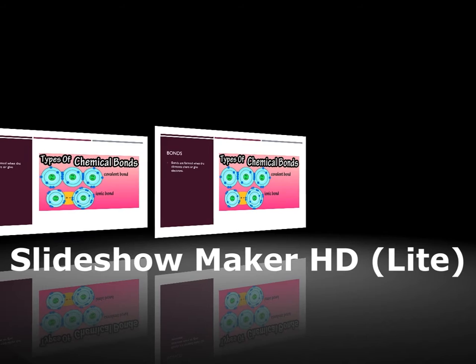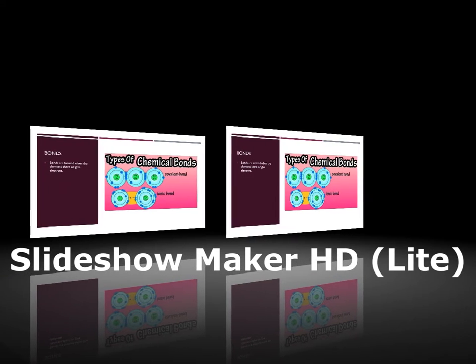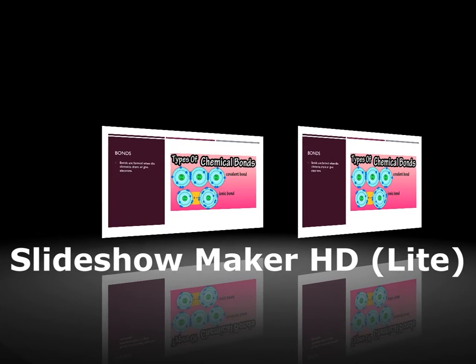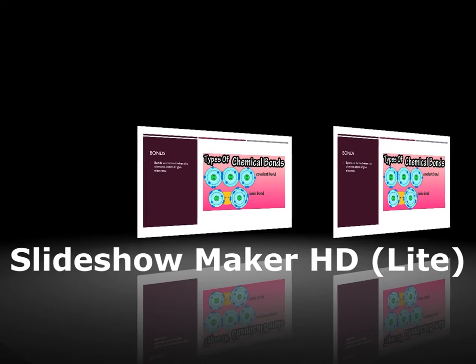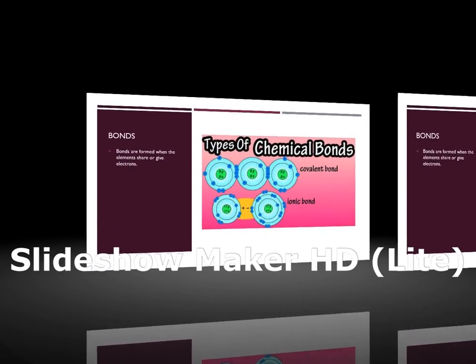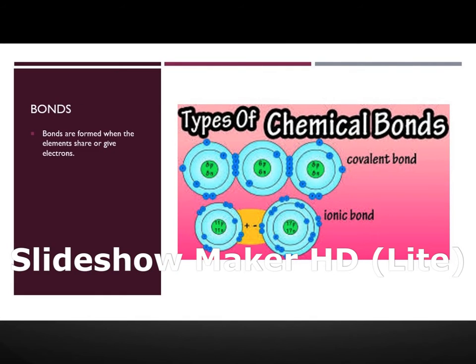So next I'm going to explain what bonds are. Bonds are formed when elements share or give electrons. They're what create compounds, and the two kinds of bonds are covalent bonds and ionic bonds. Covalent bonds occur when electrons are shared, and ionic bonds occur when one atom gives up its electron to another atom.